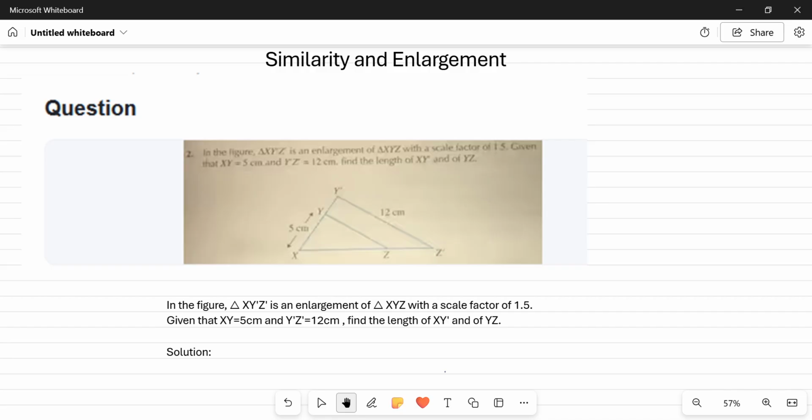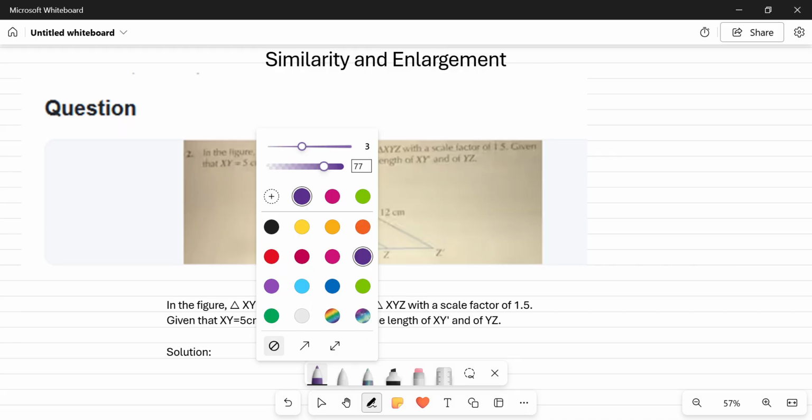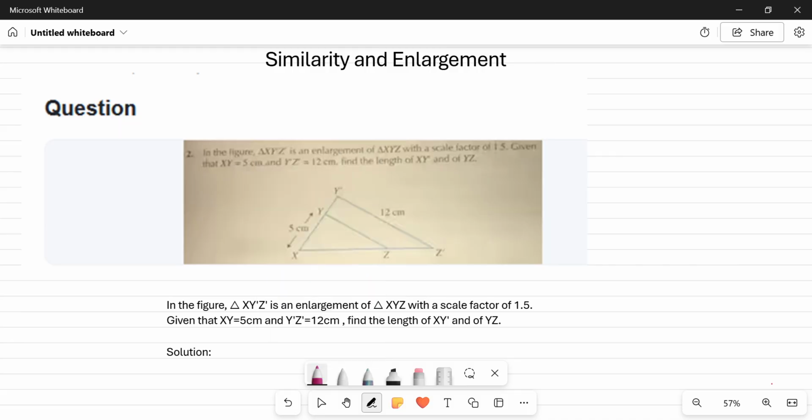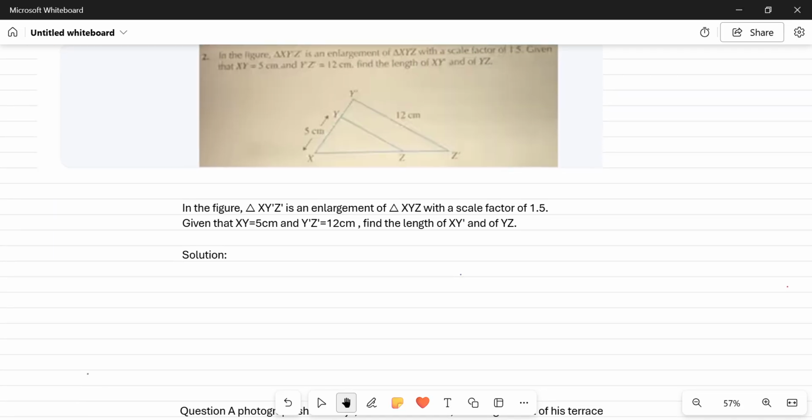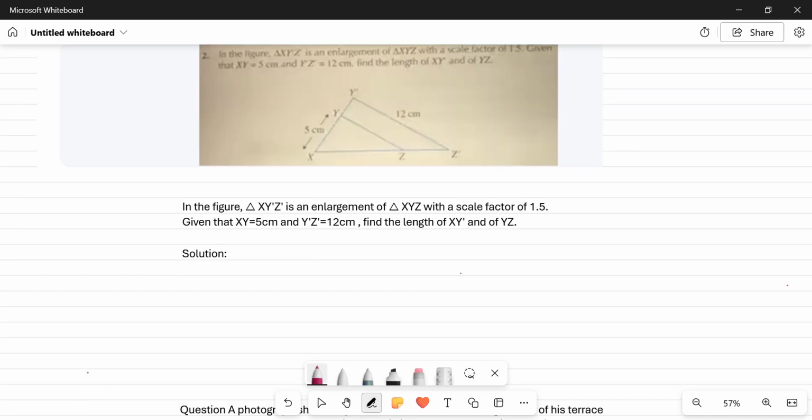First of all, as I already explained to you, the unknown one always comes first. So the unknown ones are X dash Y dash here, right? I'm solving it here. In this question, X dash Y dash is going to be your unknown. That's what we need to find, the length of X dash Y dash.